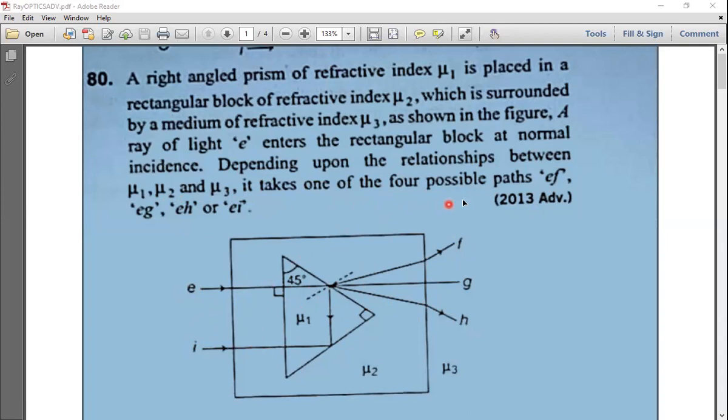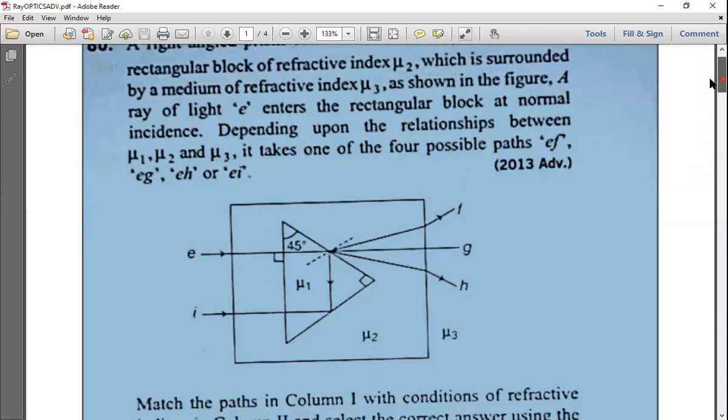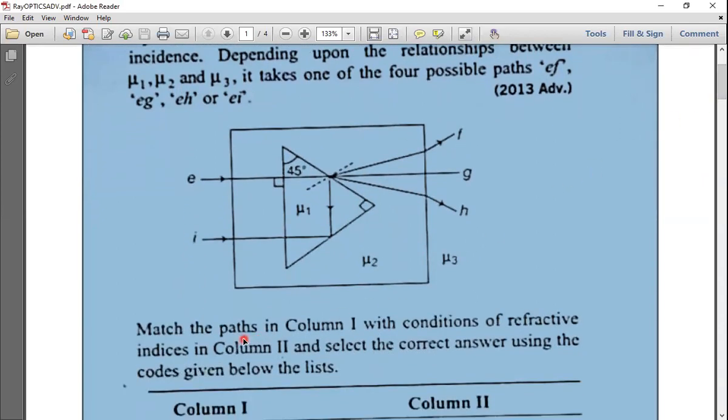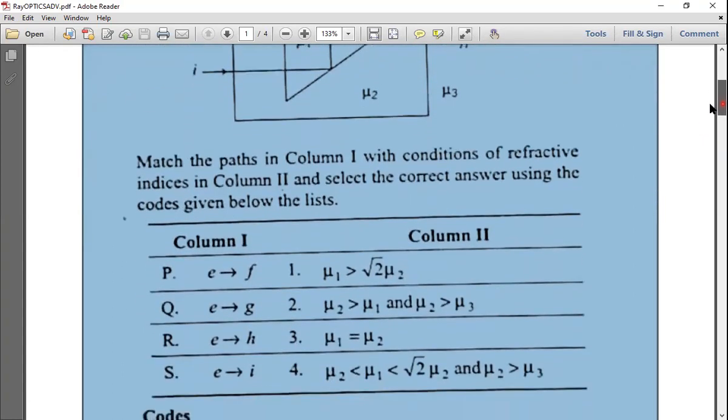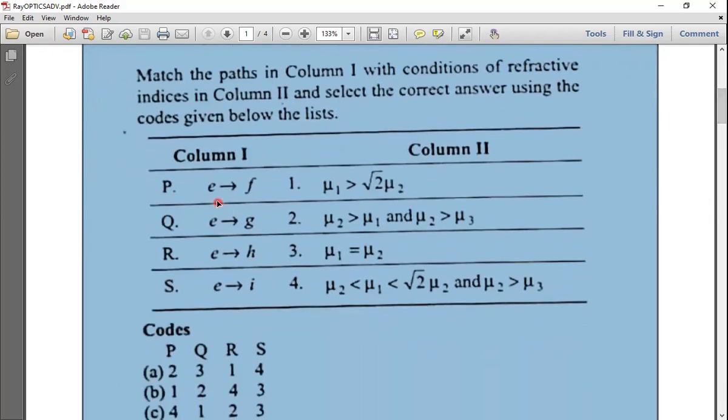So what he is asking, let's see below. Match the paths in column 1 with conditions of refractive indices in column 2 and select the correct answer using the codes given below the list. So EF path, EG path, EH path, EI path is nothing but P, Q, R, S, and this is 1, 2, 3, 4 options, column 2 we can say.